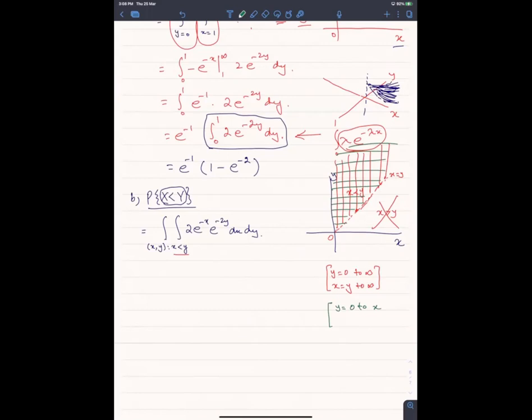ये थोड़ा गड़बड़ हो गई, ये तो x less than y होना था. Hang on a second, so this is not right, this cannot be right कि x is going from y to infinity, x cannot be greater than y, x has to be smaller than y. So I just need to fix this.